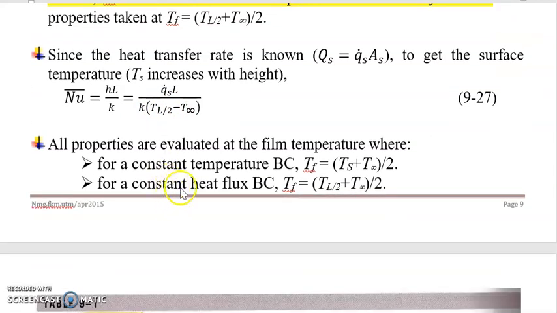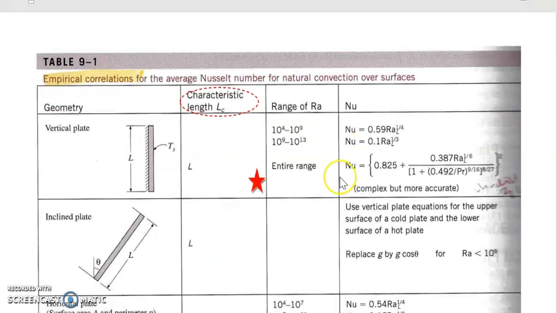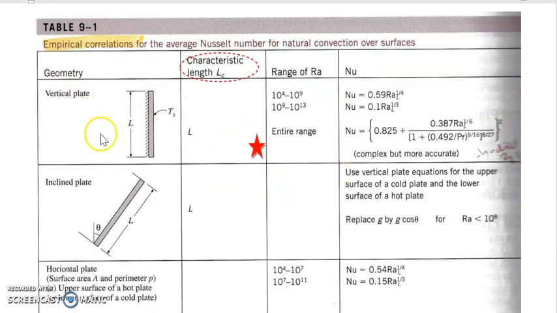Another reminder, all properties are evaluated at the film temperature, but they are defined differently for the different boundary condition cases. So this is Table 9.1. It's listed for the different geometry, characteristic length, and range of Rayleigh number where the Nusselt number is applicable. This is 9.21 in your eBook. This is a better approximation. It's complex but more accurate, and Incropera suggested an even better one than this 9.21.